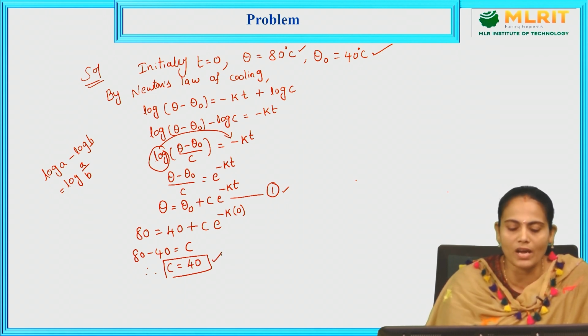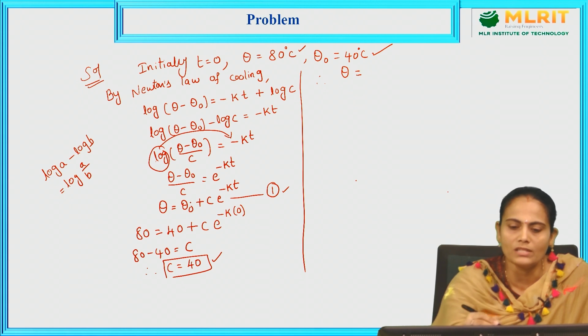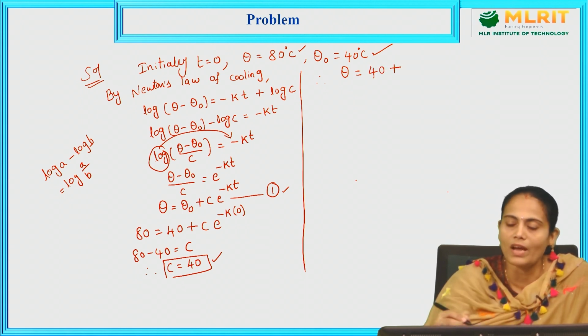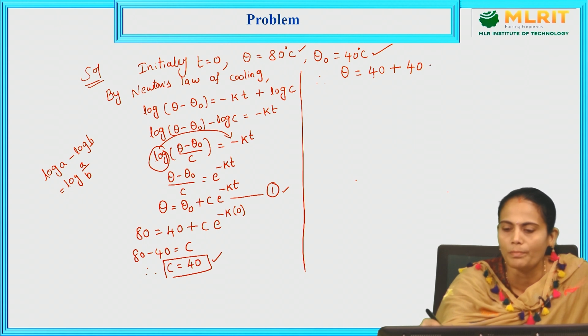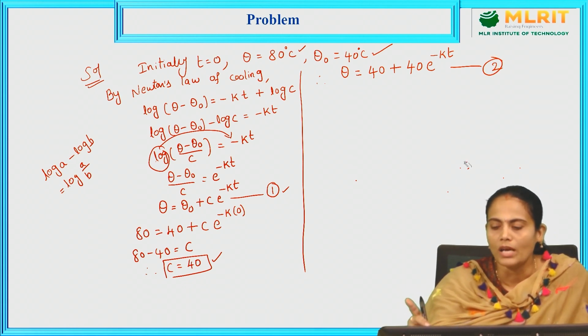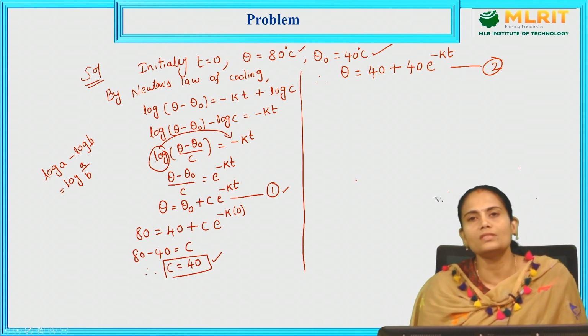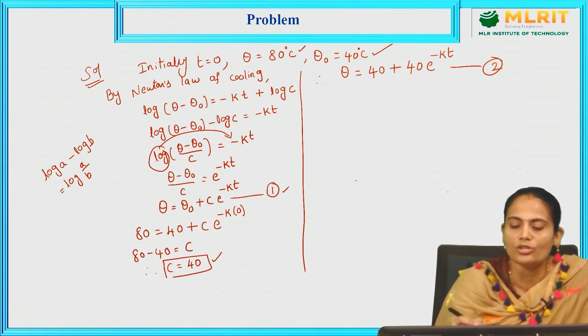Again, this c value you have to substitute in the first equation. Right, therefore theta is equal to theta naught, which is 40, plus the c value, which is also 40, into e power minus kt. So now take this as equation 2, and another condition is also given. What is the other condition given?